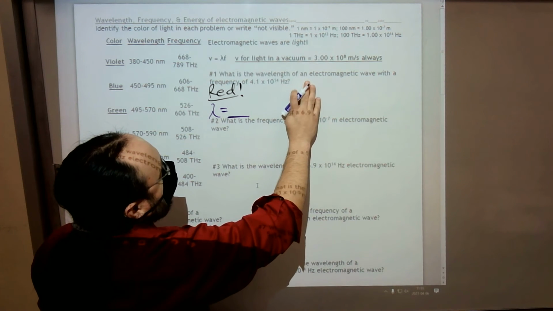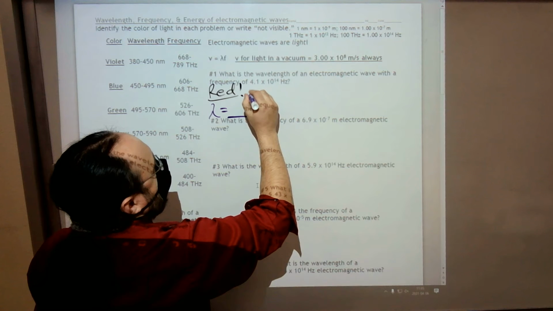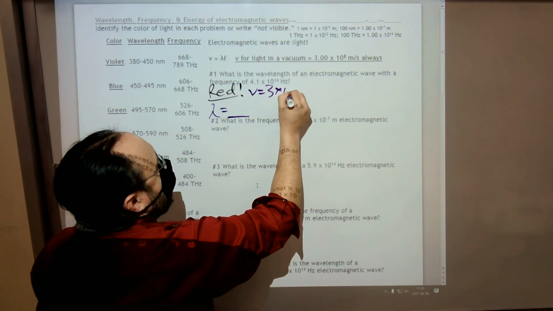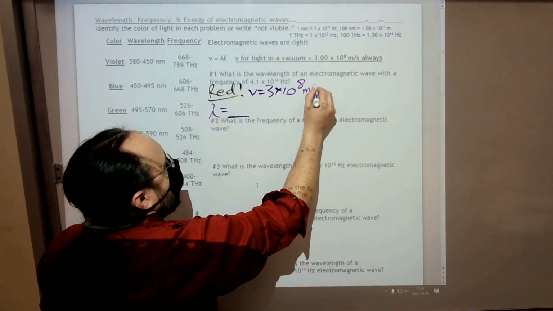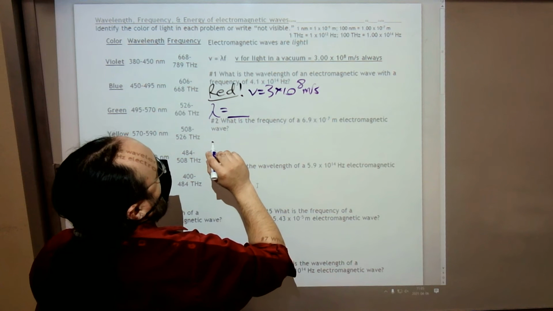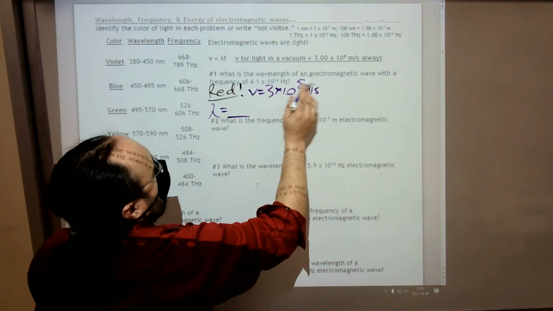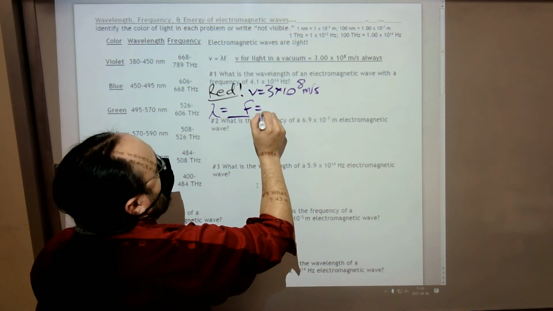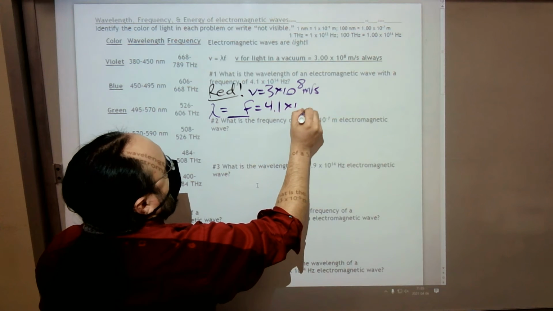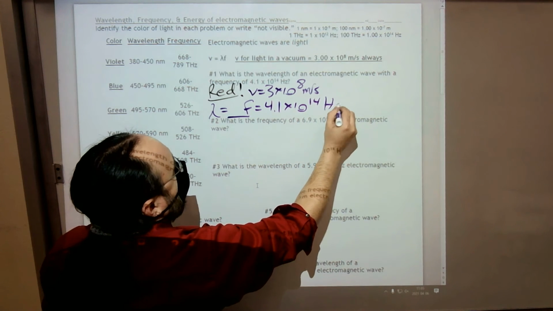So we know our speed is going to be that 3 times 10 to the 8. So I'll write that down. 3 times 10 to the 8 meters per second. And oh, it gives us a frequency. Frequency equals 4.1 times 10 to the 14 hertz.